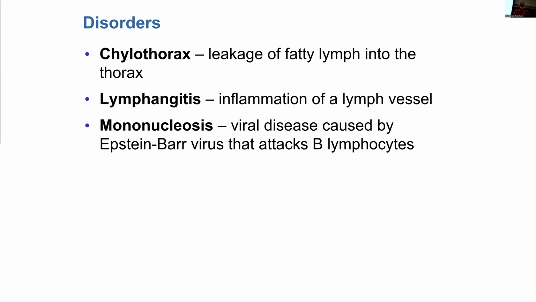Why is it like... I've heard that for mono, you have a risk of your spleen rupturing, or kind of exploding, I guess. Not exploding, rupturing. Why is that so?